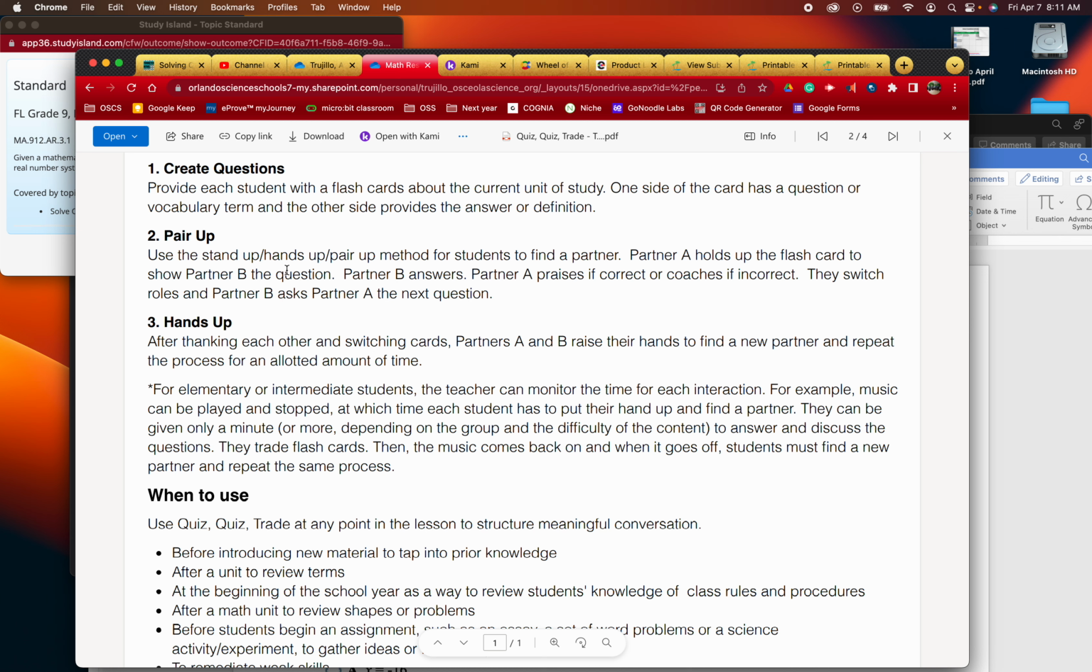The first person that's holding the card, they read their question. The second person is shown the card. This isn't off memory. Show the person the card. Person B is answering the question. Person A says, great job. They praise if it's correct or coach them if it's incorrect. They don't just go, no, that's wrong. They coach them. Then they switch roles, and then partner B asks partner A.